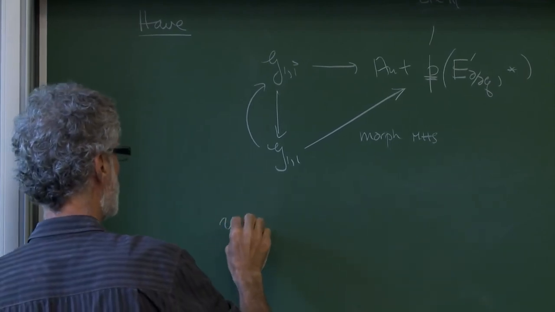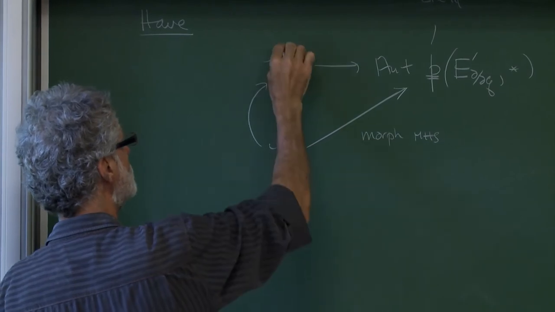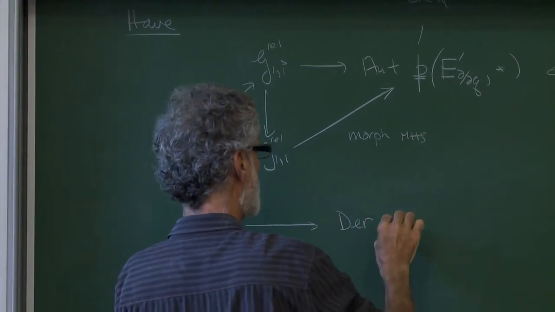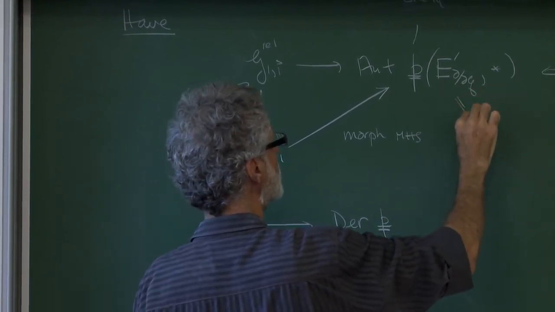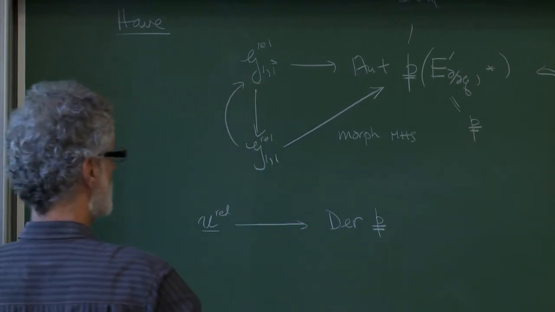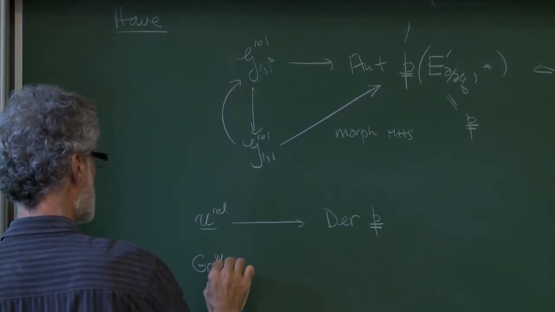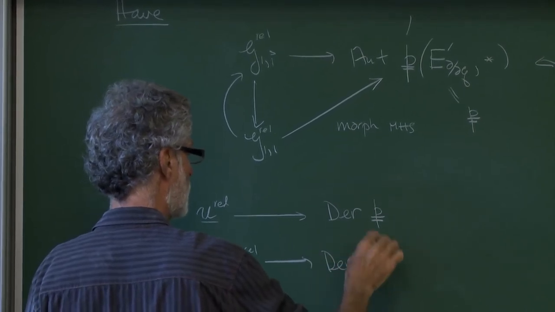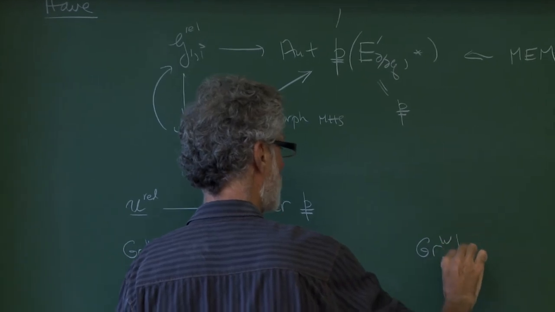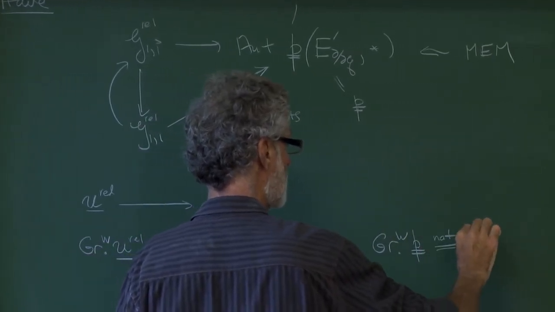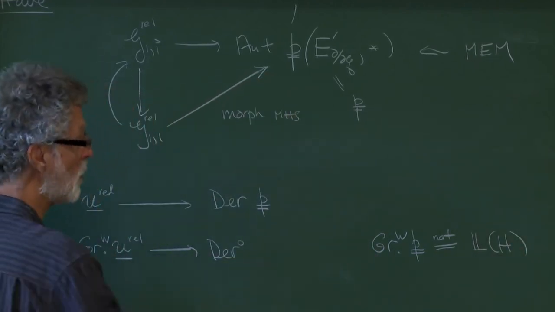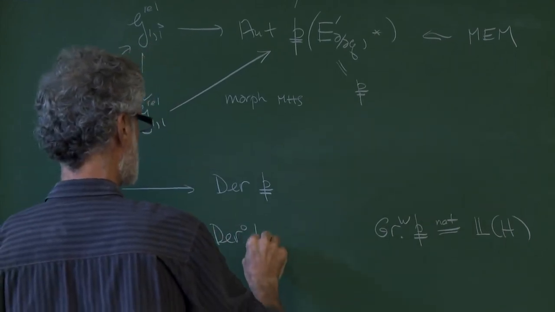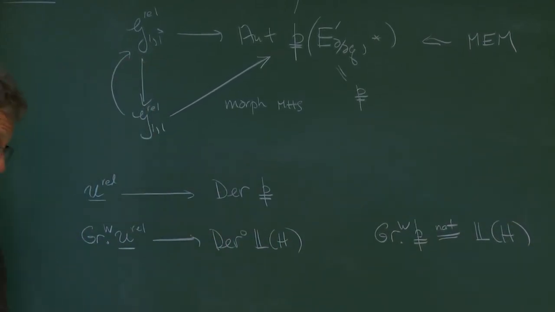And so you get a map here from U rel. So I should say rel here. You get a map from U rel into the derivations on this P. So let me just call this P. And now I can take the weight graded of U rel into the weight graded here, and I end up in what's called Der zero. So Gr W P is naturally isomorphic to the free Lie algebra on H. Okay, so the weight filtration for this Lie algebra is its lower central series. Its H1 is canonically H, which gives us this thing here. So I'm looking at the free Lie algebra on H. So this is canonical.